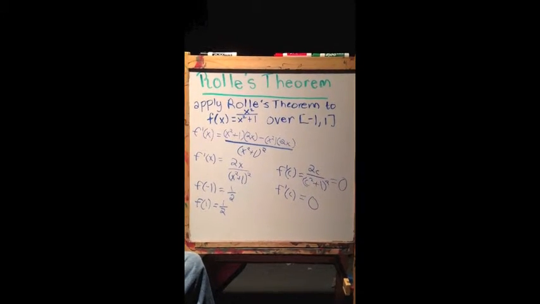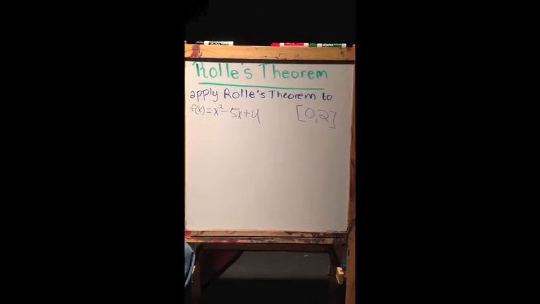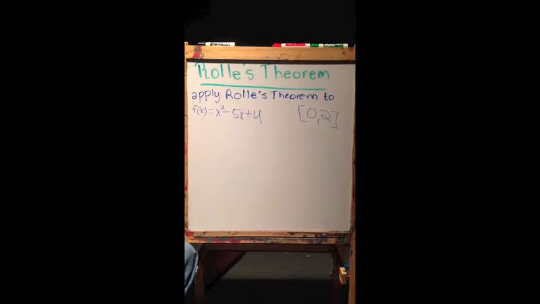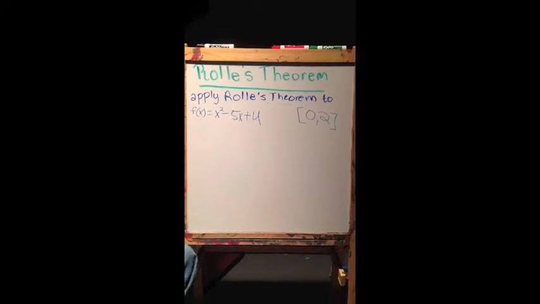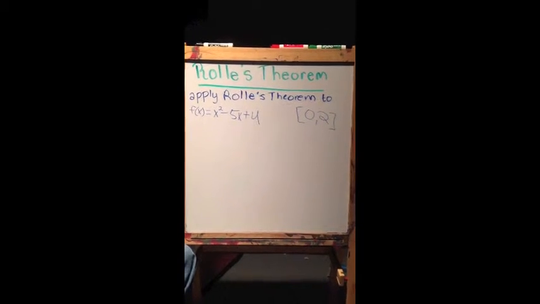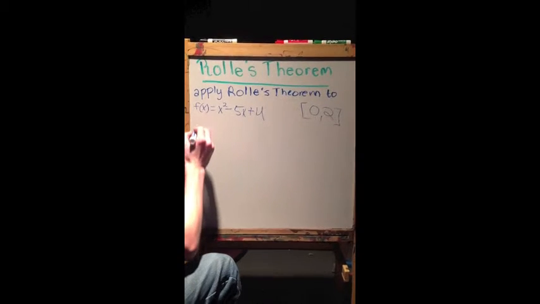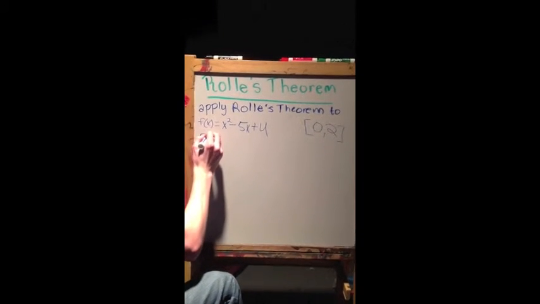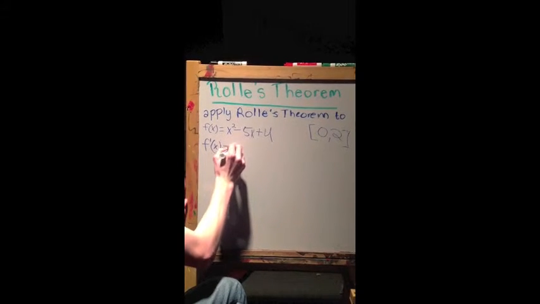And that's Rolle's theorem. Apply Rolle's theorem to f of x equals x squared minus 5x plus 4 and the interval 0, 2. First, make sure it is continuous, which it is. Second, make sure it's differentiable, and it is. And it's f prime of x equals 2x minus 5.